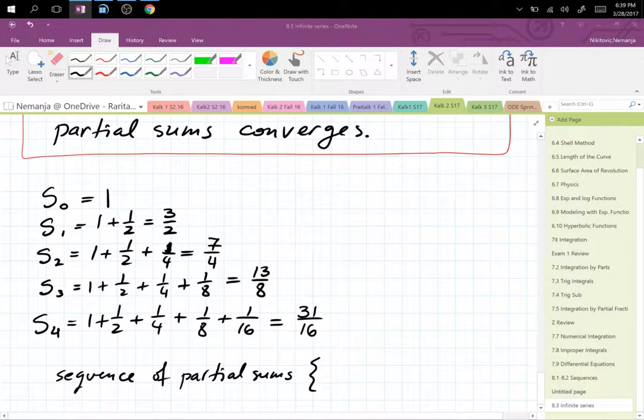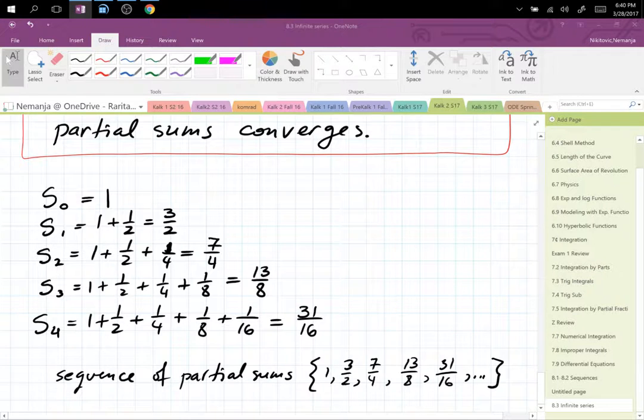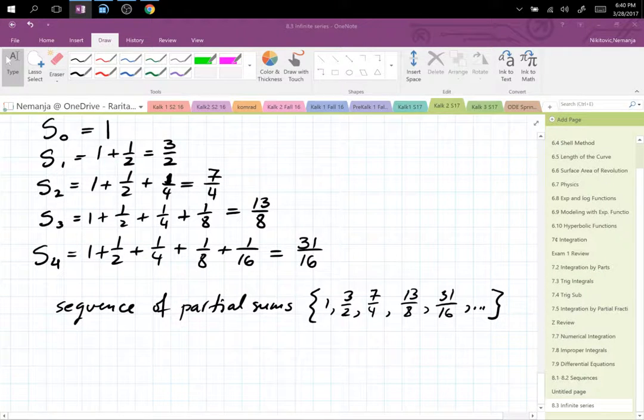In this case it is 1, 3/2, 7/4, 13/8, 31 over 16, going on forever. And if you are careful about this, you can actually put this together and then use the limit test from the last class, and you will see that the whole thing converges. So if the sequence of partial sums converges, then the series that it came from converges as well.